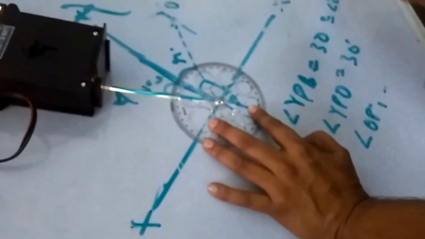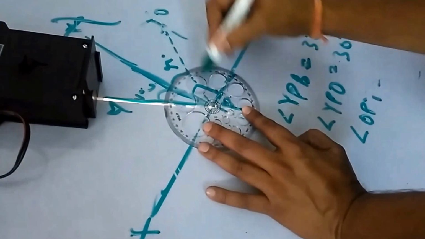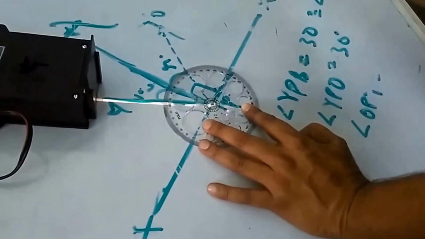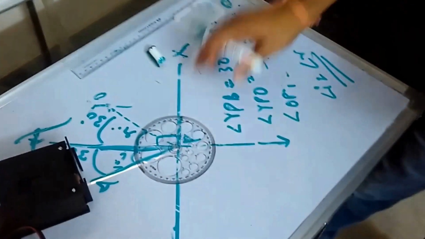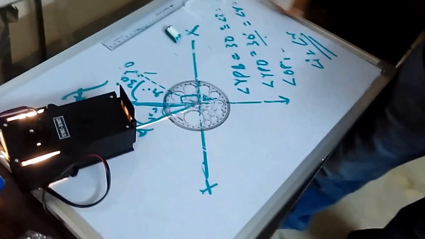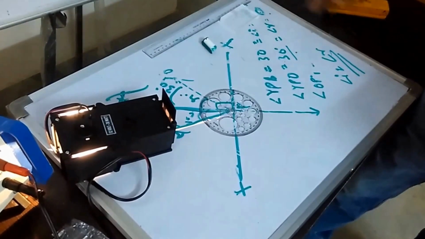Why angle I? Because it is the source angle, from where the light is coming. And what is this angle? The angle which is formed after the bouncing back of light is equal to angle R. Now this side is x, this side is y. So for the board, this side was x, this side was y, and all the activities happened on the same plane.